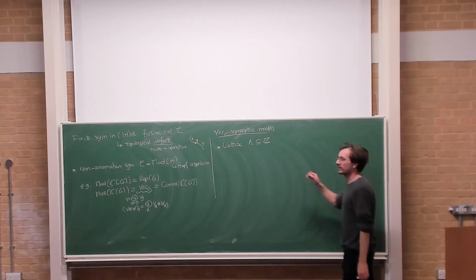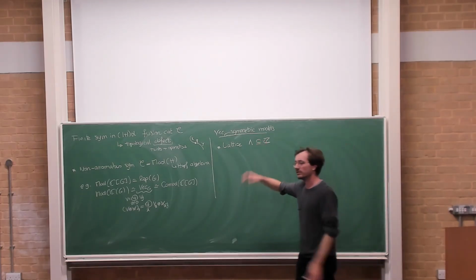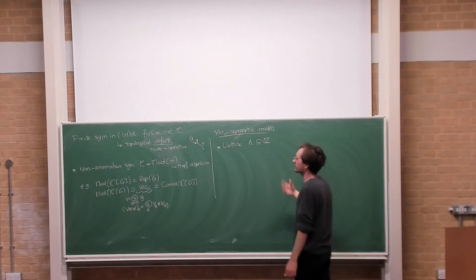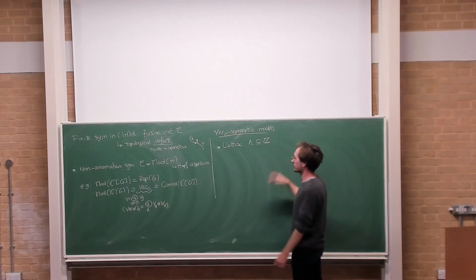I won't worry too much about boundary conditions. For what I'm going to say, you can assume you have an infinite lattice, or open boundary conditions, or even closed boundary conditions. It comes with some subtleties, but I'm not going to address these subtleties.